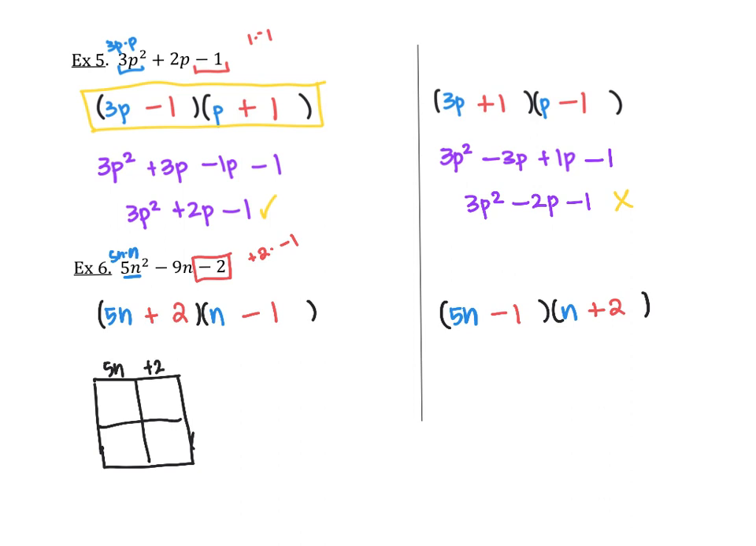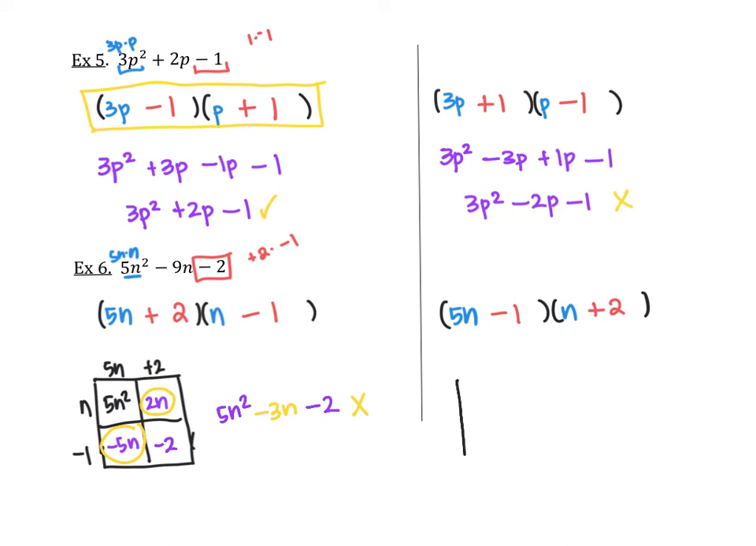5n plus 2, n minus 1. 5n times n is 5n to the second. n times 2, 2n, minus 1 times 5, negative 5n, negative 1 times 2, negative 2. So this is 5n to the second. 2n minus 5n is negative 3n minus 2. Is that right? No, because I wanted it to be negative 9. Okay, let's see if the next one's right.